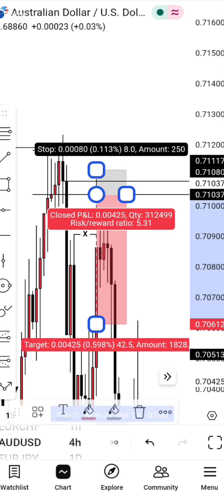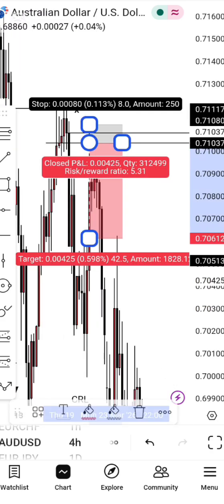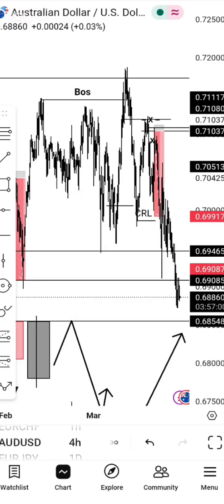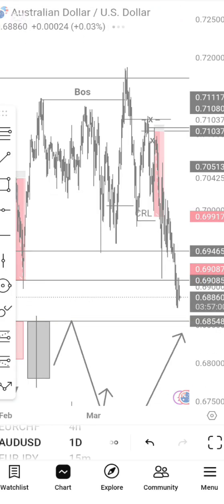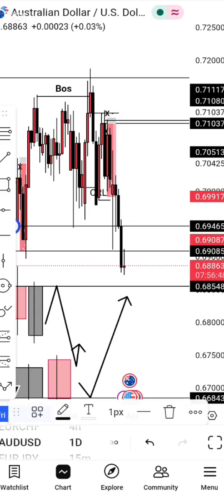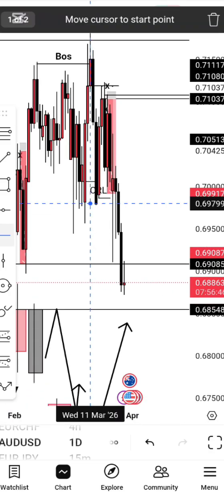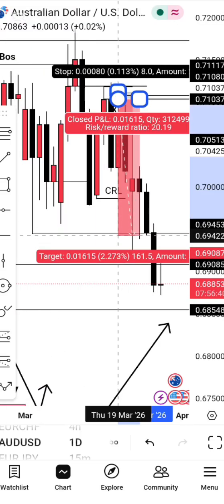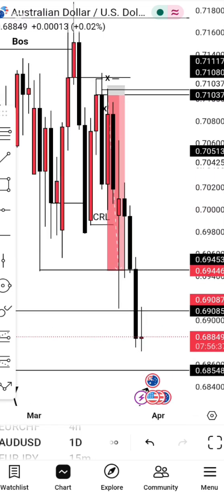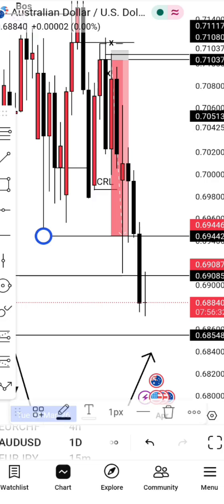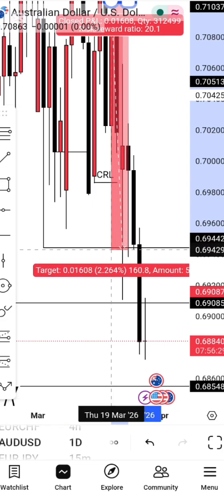So once I have a setup like this, all I need to do is enter from the daily and give it a small pip stop loss. Then for my targets, I targeted the external range low. I'm going to show you that now. That is it right here. This is the external range low. So this was now my overall target. And you can see how this moved from a simple 7R trade to over a 20R trade.